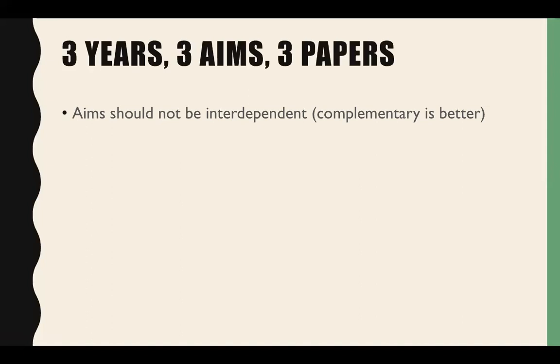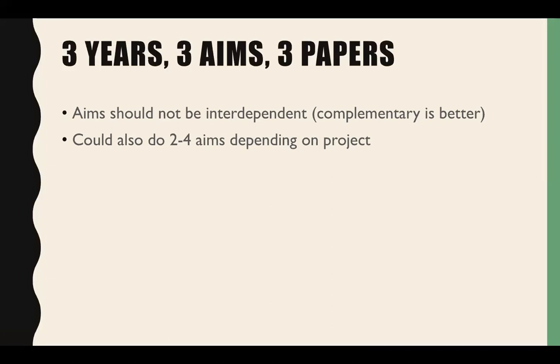Okay. 3 years, 3 aims, 3 papers. For your different aims, they shouldn't be interdependent. So having complementary aims is better, because if one aim fails, then what are you going to do for the rest of the 3 years of your research project? And you can also do 2 to 4 aims depending on your project.